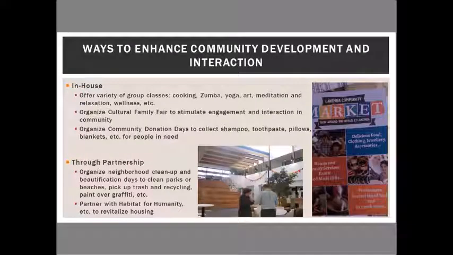And then finally, some ways to enhance community development and interaction: in-house, you can start offering classes, whether cooking classes or Zumba, yoga, art classes, meditation, wellness classes. You can organize cultural family fairs to stimulate engagement and interaction in the community, or organize community donation days to collect shampoo or toothpaste, pillows, blankets, anything you know might be needed in your community, as a way for the community to rally behind and get involved together.